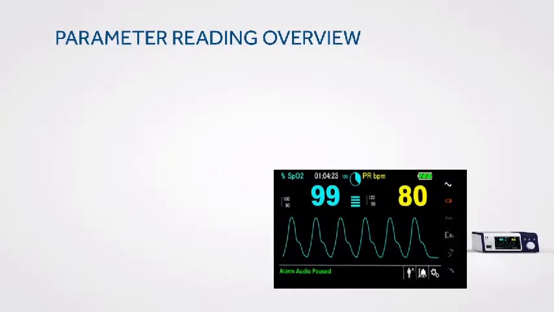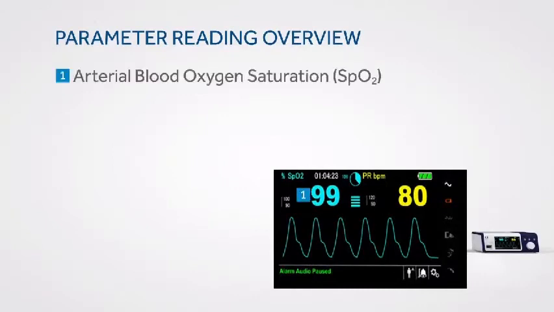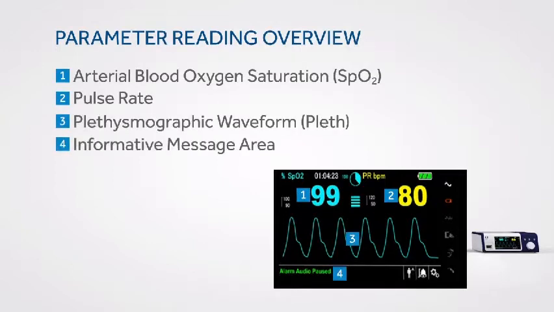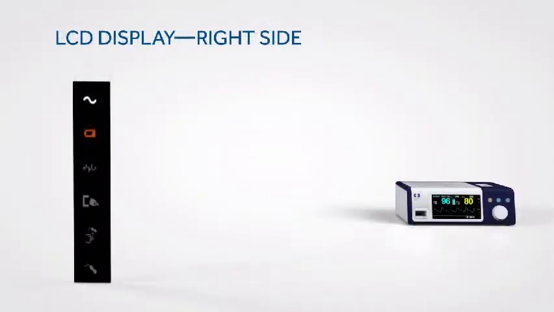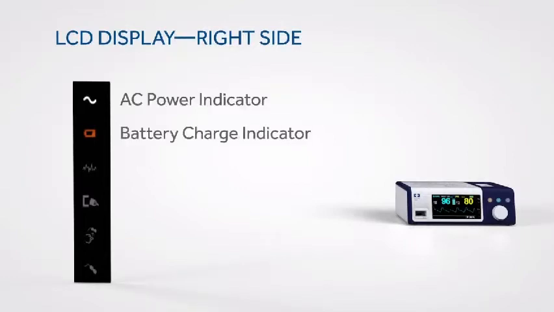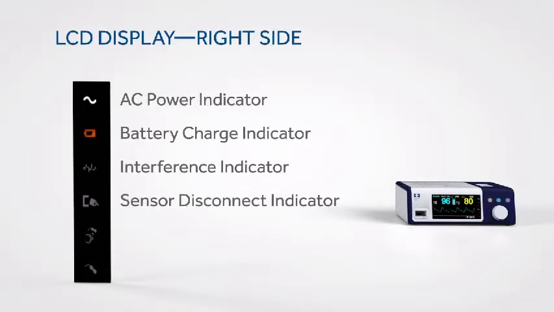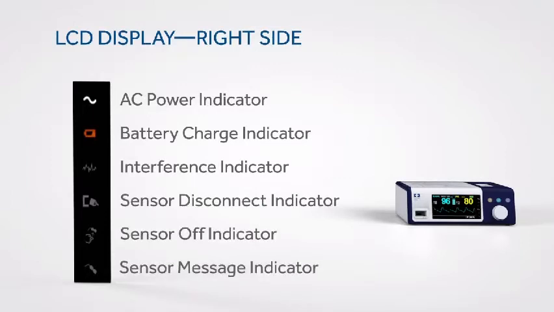The LCD display provides continuous readings on arterial blood oxygen saturation and pulse rate. It also provides the plethysmographic waveform and informative messages. On the right side of the display, icons provide information on the status of the monitor. These include indicators for power, battery charge, interference, sensor disconnect, sensor off, and sensor messages.